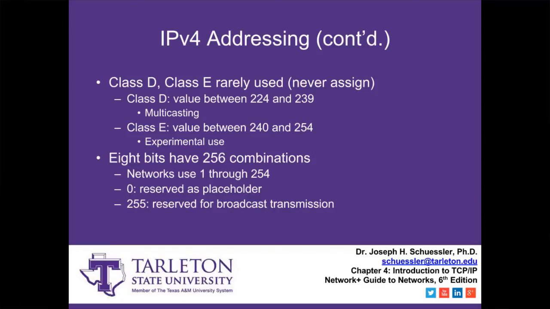So if, for example, we have 192.168.0.0, that refers to the 192.168.0 network. So anything else is on that network. Typically, your default gateway is going to be 1. It doesn't have to be, but that's typically going to be 1.